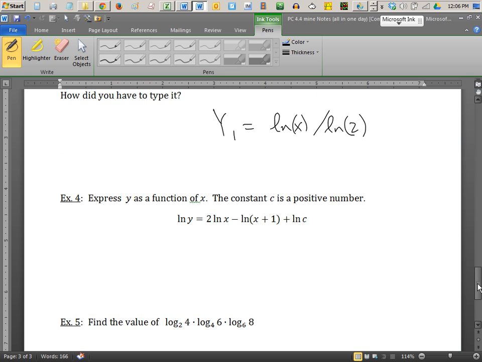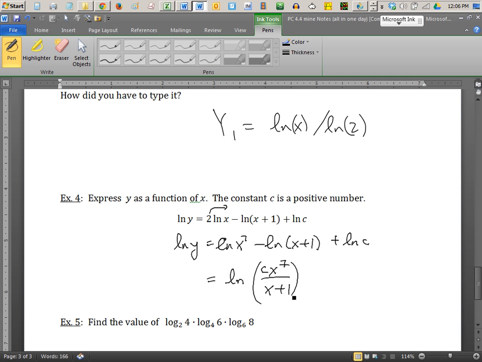Express y as a function of x. Well, let's move this 2 real quick. So we have ln x squared minus ln x plus 1 plus ln c. And this all collapses into a single logarithm, cx to the 7th over x plus 1. So what just happened? Oh, I'm sorry, that's an x squared, isn't it? I can't even read my own handwriting. This is supposed to be an x squared, sorry.